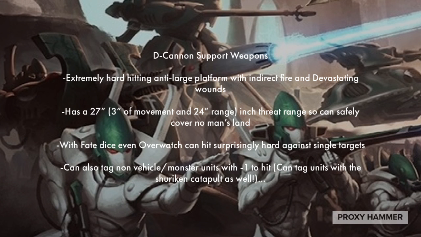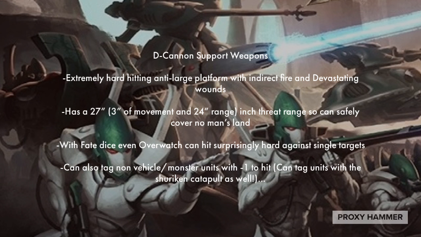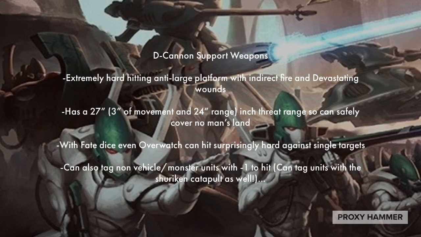kill it. Now, another cool thing you can do with the support weapon is you can tag non-vehicle and monster units with -1 to hit. Normally this wouldn't be a consideration, because monsters and vehicles are really all you're going to be going after with the D-Cannon. But it's not just limited to the actual D-Cannon. You can tag units with the Shuriken Catapult as well. Yes, that's right. The ability does not specify that the attacks have to come from the D-Cannon or the support weapon to actually proc this ability. The Shuriken Catapult itself can be fired at a unit. You can split fire it at something else and tag it with that -1 to hit.